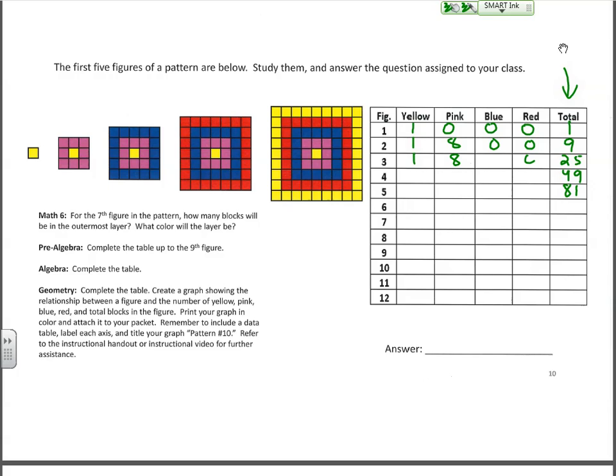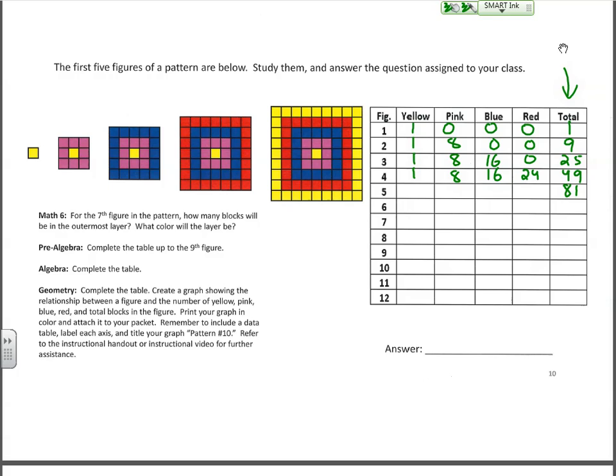We haven't added any red yet, so how many blue are there? Well, if there are 25 total, 9 of them are not blue, yellow and pink. It means that 16 of them are blue. Figure 4. We know there are 49 total, still 1 yellow, 8 pink, 16 blue. Now we're finally adding red. How many red would we have to add to get to our total of 49? Well, 1 plus 8 plus 16 is 25, plus 24 is 49.